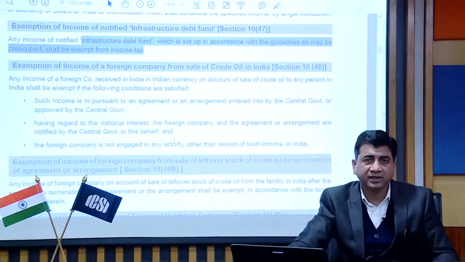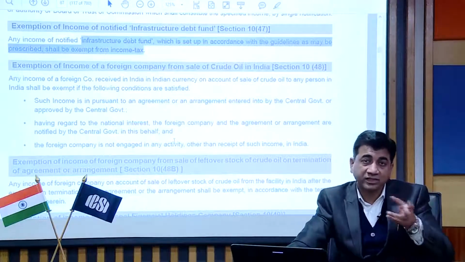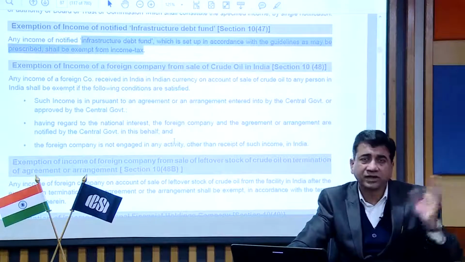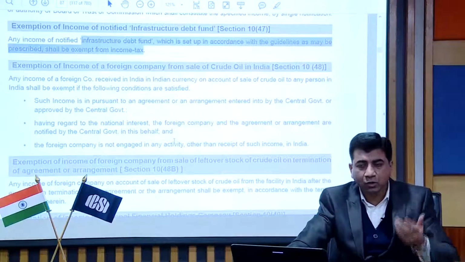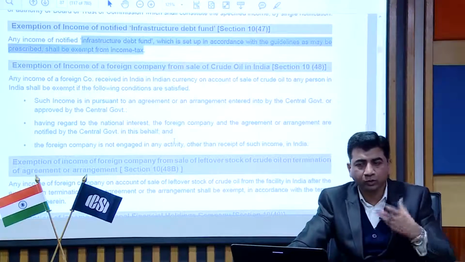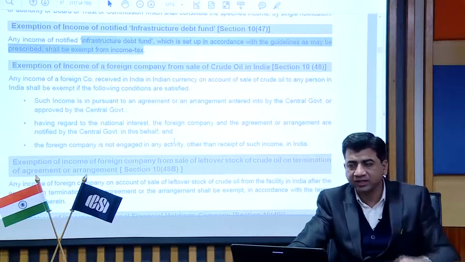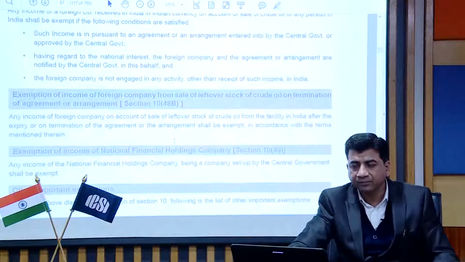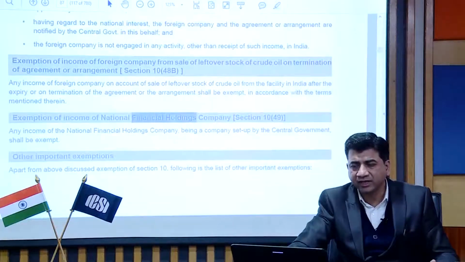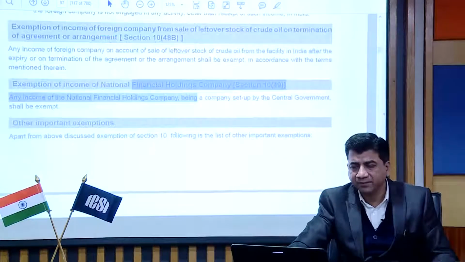They paid the amount in rupees. But if any amount is received in India by a foreign company, that is taxable in India. So the government exempted the sale of crude oil income of the National Iranian Oil Company under Section 10(48) and 10(48B). This is National Financial Holding Company. Again, the income is exempt.